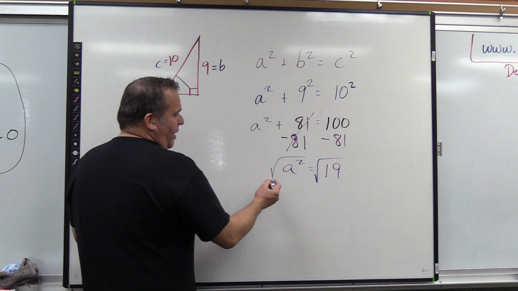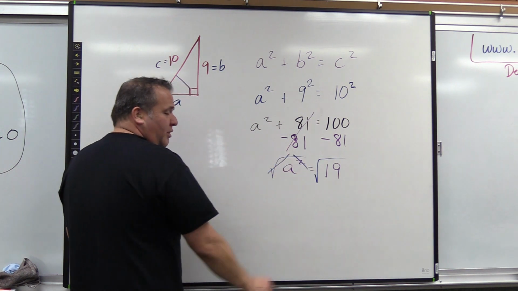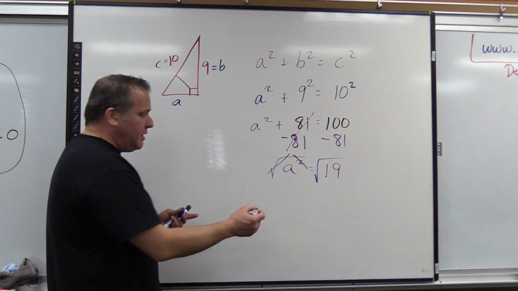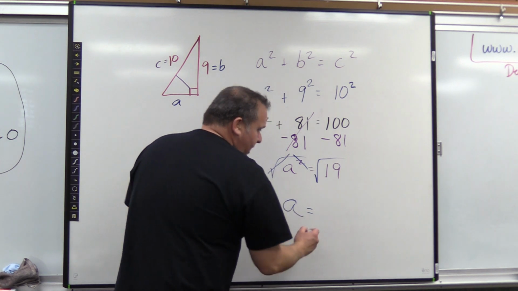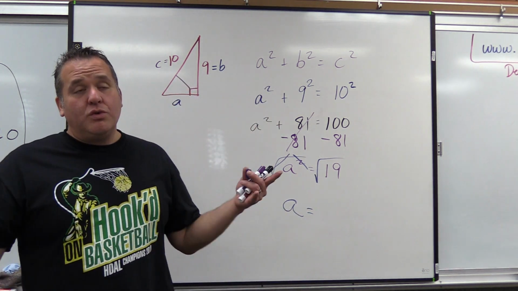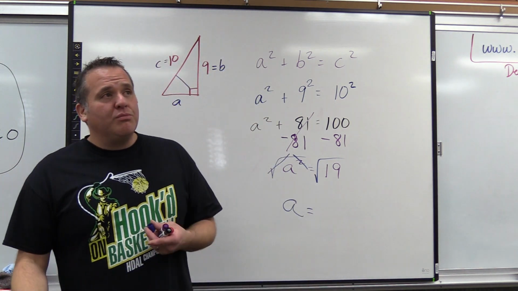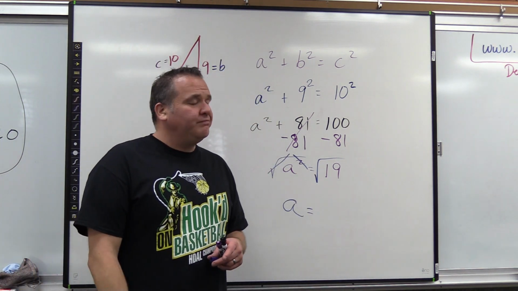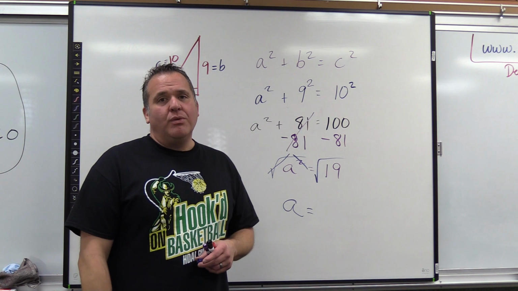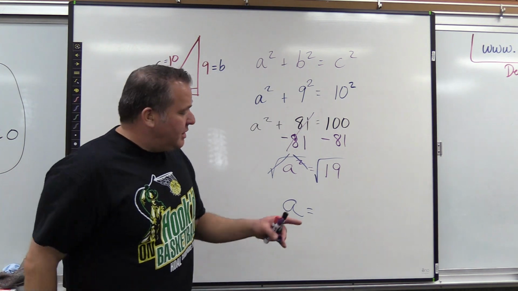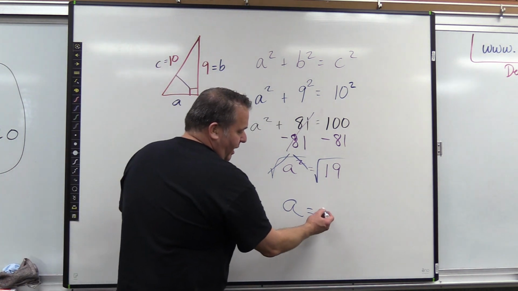So this square root right here and this square are going to cancel each other out, leaving just an A. Now, once we get this, once again, we're going to ask ourselves, do we know what the square root of 19 is? I'm thinking two numbers multiply together to give us 19. Not going to happen, folks. The square root of 19 is going to stay the square root of 19. So I'm going to go ahead and write that down.